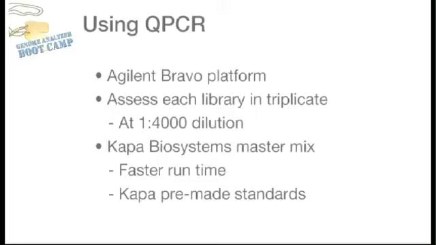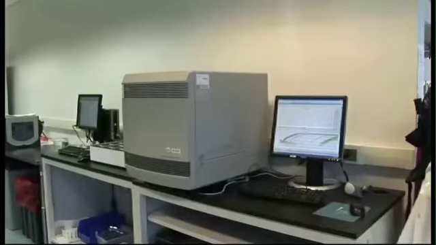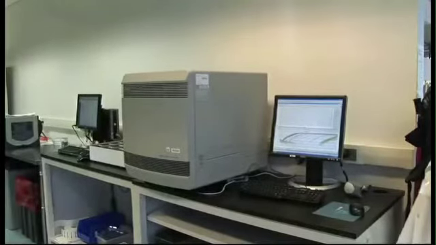We assess each library in triplicate at a 1 to 4,000 dilution. We use the Kappa Biosystems Master Mix. We used to use the Stratagene Master Mix kit, but switched to Kappa for two reasons. It has a faster runtime, and we also use Kappa's pre-made standards. We used to make our own standards, which worked fine, but it was a large effort. It's quite helpful to use commercially made standards, especially in a high throughput setting, because of the amount of quality control required for maintaining a reliable set of in-house standards.